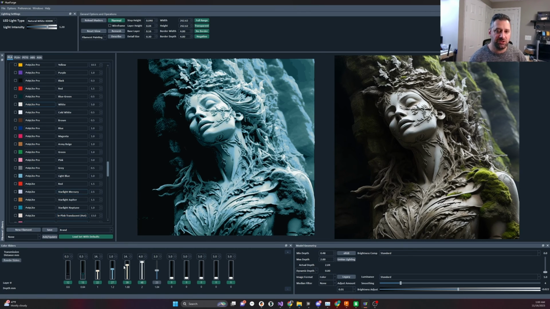These are great techniques you can use to elevate your HueForge to the next level and think about filament blending in a different way. Hope this is helpful.